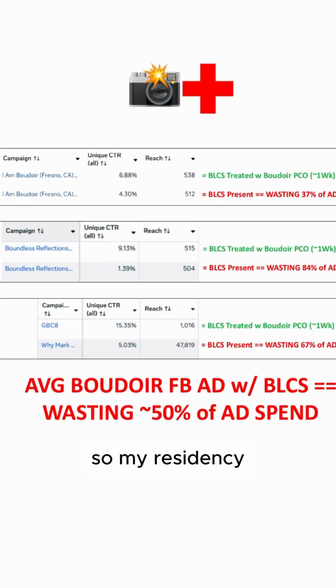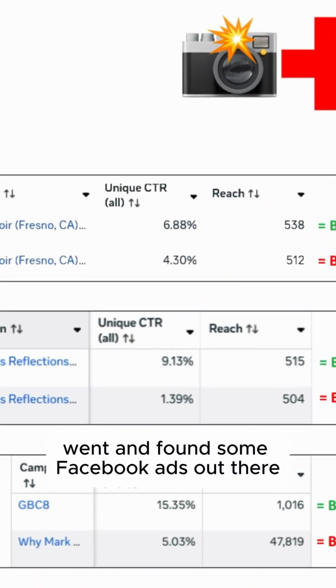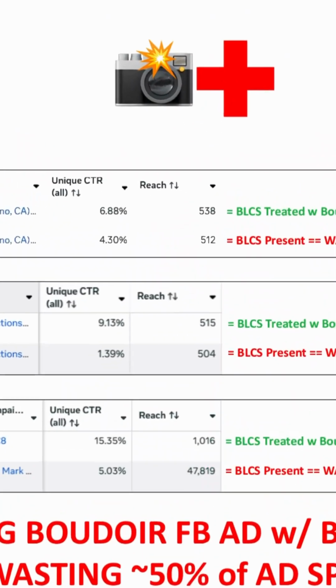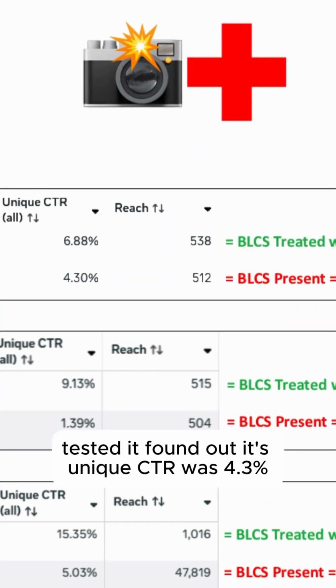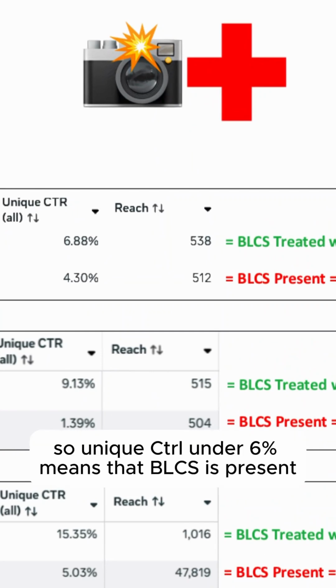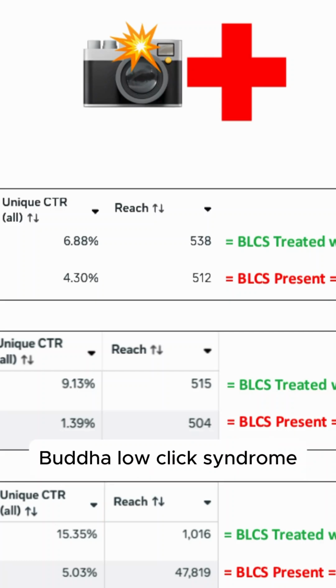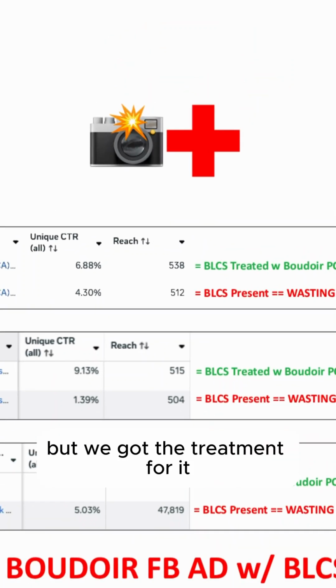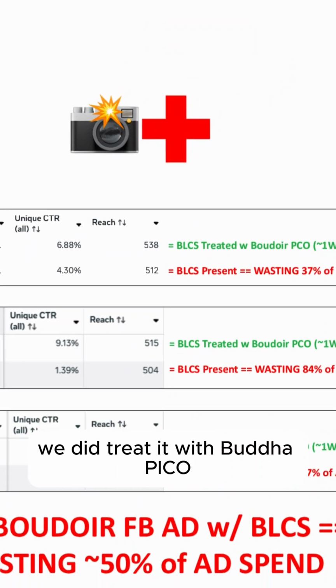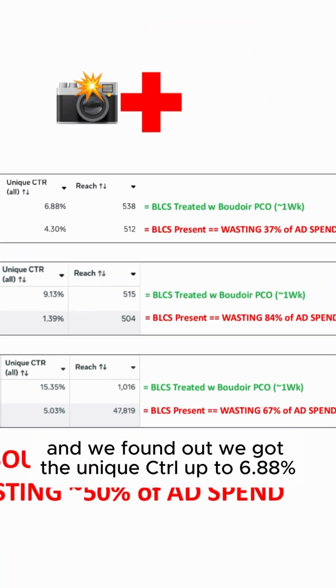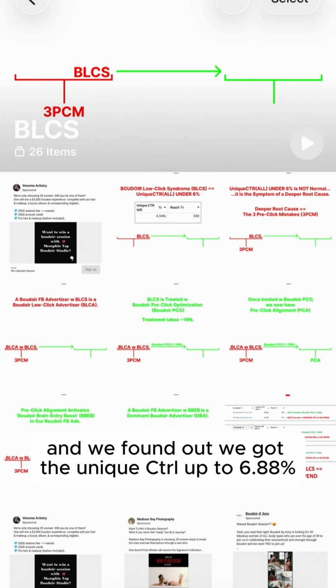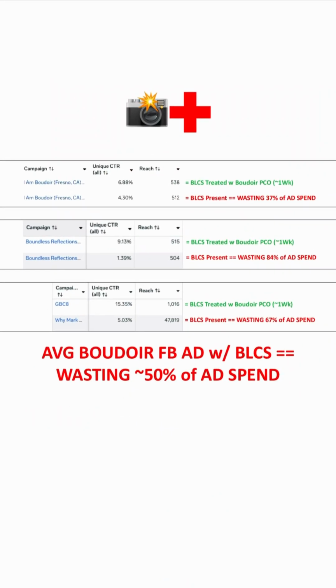So my residency went and found some Boudoir Facebook ads out there. Brought the first one back to the hospital, tested it, found out its unique CTR is 4.3%. So unique CTR under 6% means that BLCS is present, Boudoir low-click syndrome. But we've got the treatment for it. We treated it with Boudoir Pico. It takes about a week. And we got the unique CTR up to 6.88%.